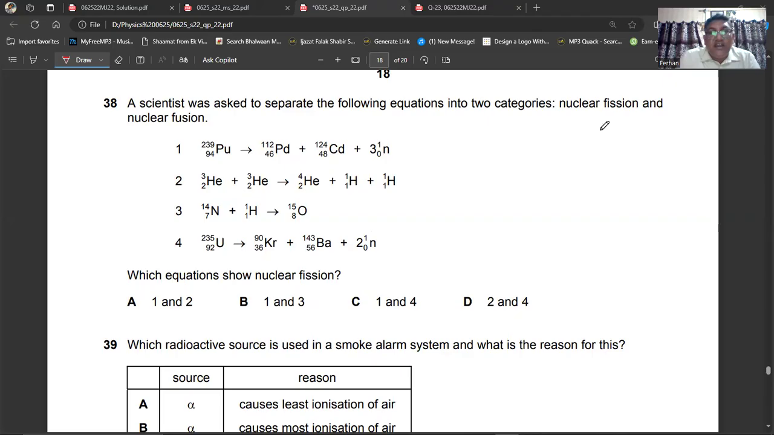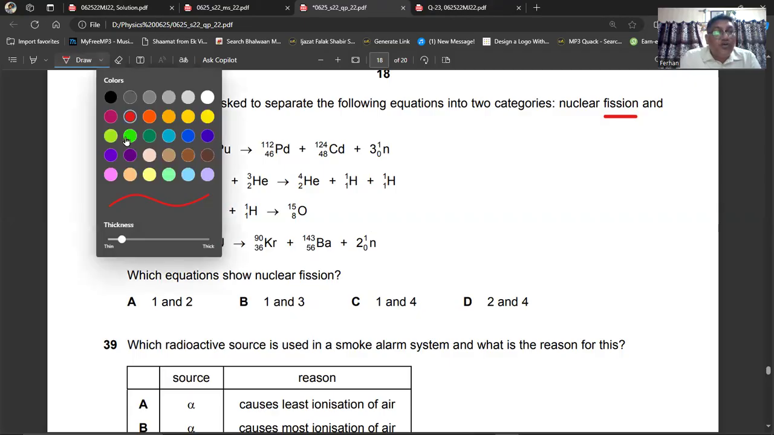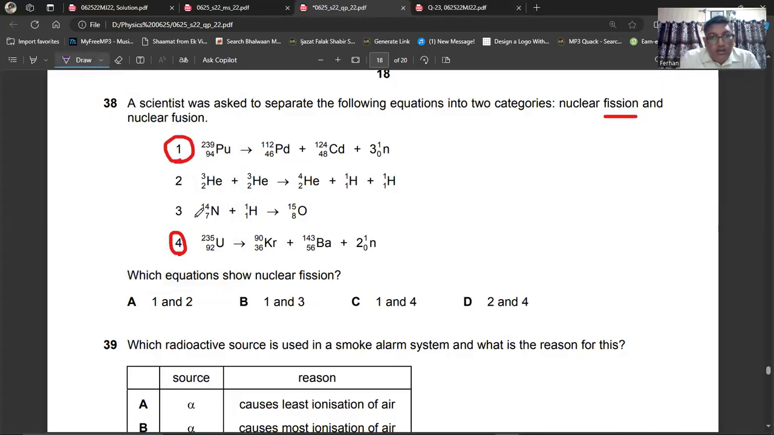So you see, this is fission, and this is fission. Why am I saying fission? Because here a larger nucleus breaks down into two smaller nuclei and neutrons are given out. Okay. In nuclear fusion, the two smaller nuclei join to make a larger nucleus. So 2 and 3 is fusion.